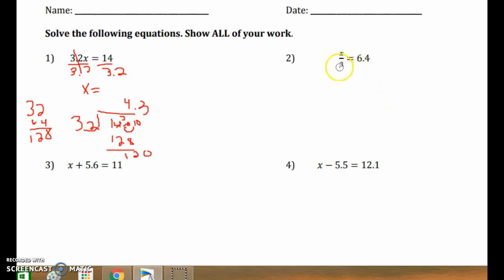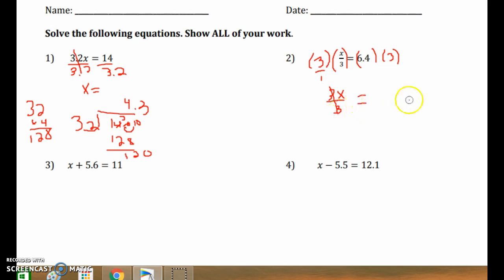Number 2, this is division. The opposite of division is multiplication. I usually try to show multiplication with parentheses. That way there's no question what's going on here. So multiplying both sides by 3. This is really like 3 over 1. And if I multiply 3 over 1 times x over 3, I get 3x divided by 3. 3 divided by 3 is 1.